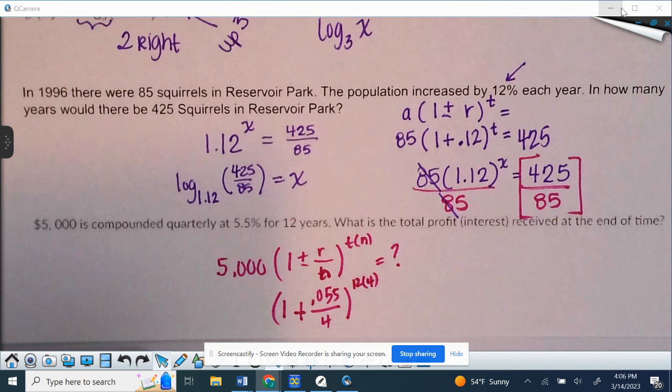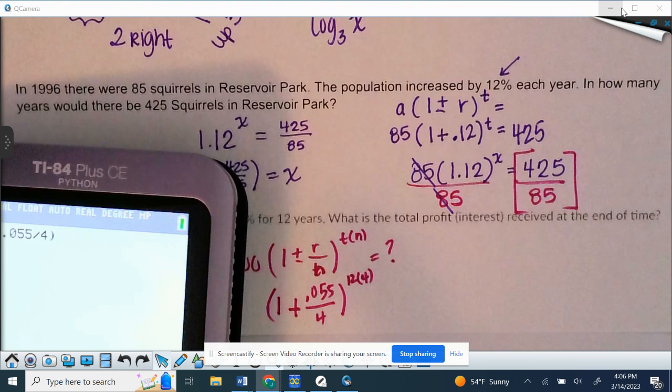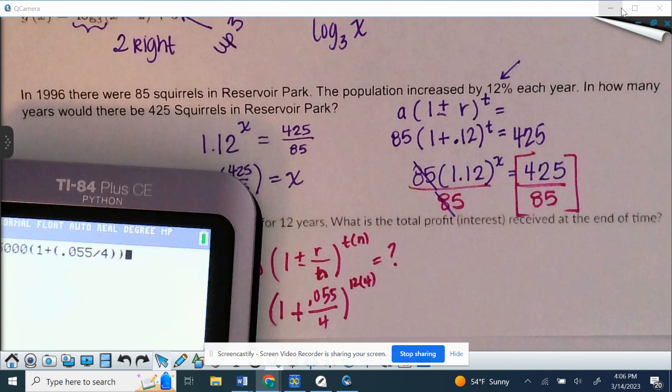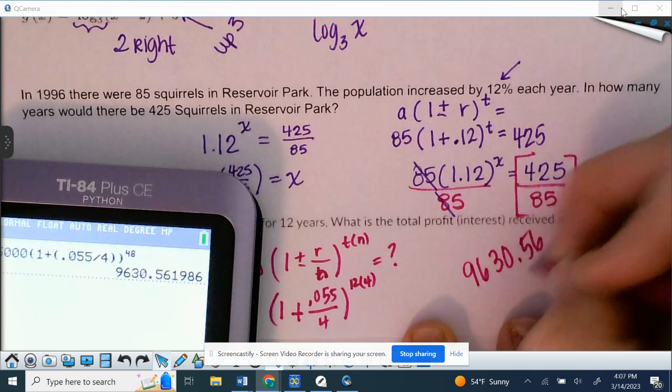It's a hot mess, but nonetheless, or in Desmos. So 1 plus, I'm going to double parentheses because I'm always worried I don't speak calculator very well. And I already messed up because we didn't put the 5,000 in. Oh, 5,000. Because you have to have our amount we start with. 1 plus double parentheses to make sure we have our fraction. And I'm speaking calculator the way I want it to be spoken to the 48th, because 12 times 4 is 48. It says 9,630.56, and I'll go 2 decimals because we're talking money.